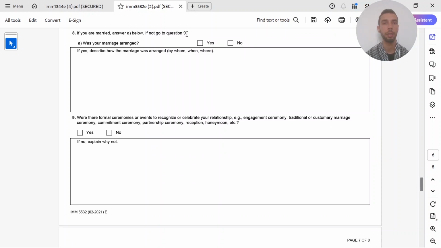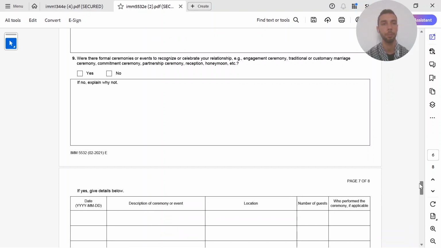If you are married, you need to answer this. Was your marriage arranged? For our candidate, it wasn't the case, so we click no. And if yes, describe how the marriage was arranged, by whom, when, where. Again, remain factual. You give the dates, you give the context, you give the location, and you say exactly what happened. Were there formal ceremonies or events to recognize or celebrate your relationship, engagement ceremony, traditional customary marriage, etc.?